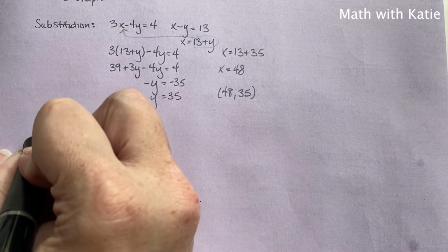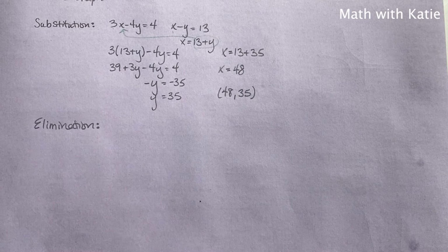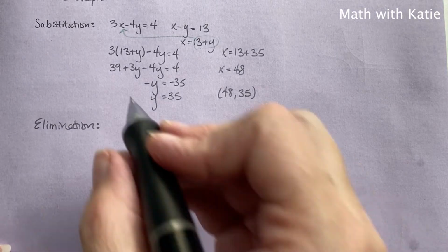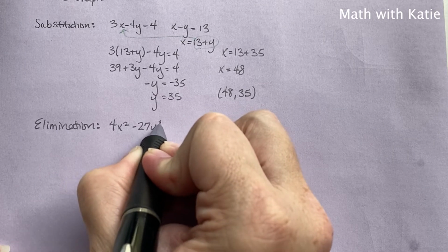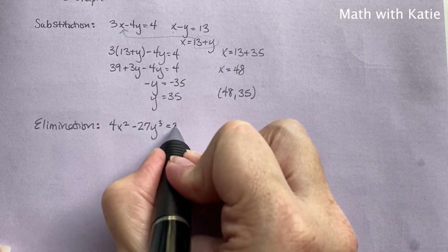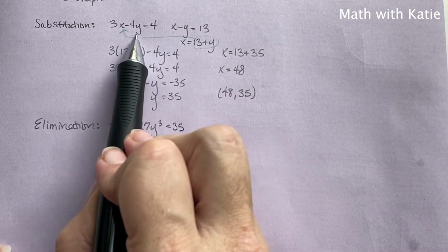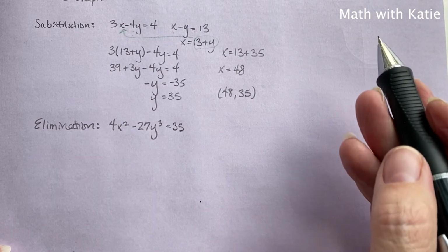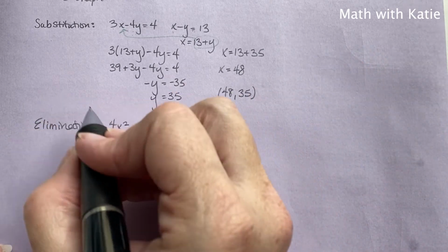So let's look at elimination. Okay, this is where you're going to manipulate the lines or the functions so that when you add straight down, the x either gets eliminated or the y gets eliminated. All right, so 4x squared minus 27y cubed equals 35. And what I like to do with these is I like to stack them. When I use substitution, I like to have them separate and away from each other. But for elimination, I do like to stack because that way you can see if you add straight down if it's going to get eliminated or not.